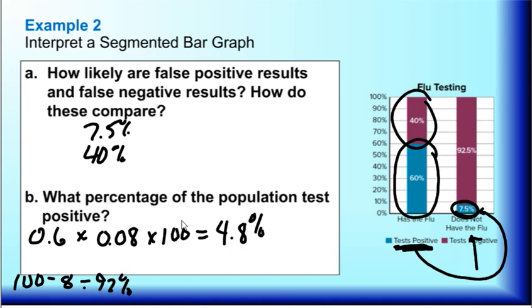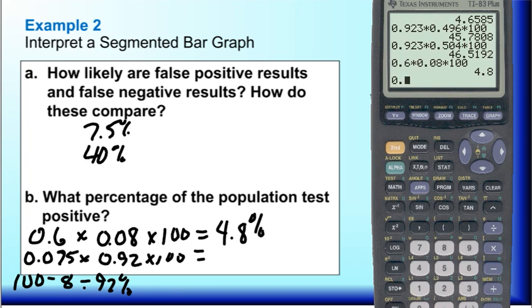So 92%, so I'm going to use 0.92. And it says 7.5% of the 92% tested positive. So this would be 0.075. And we're going to multiply that by 100. So we grab our calculators again, and we're going to do 0.075 times 0.92, and then we're going to multiply that by 100. That gives us 6.9%.